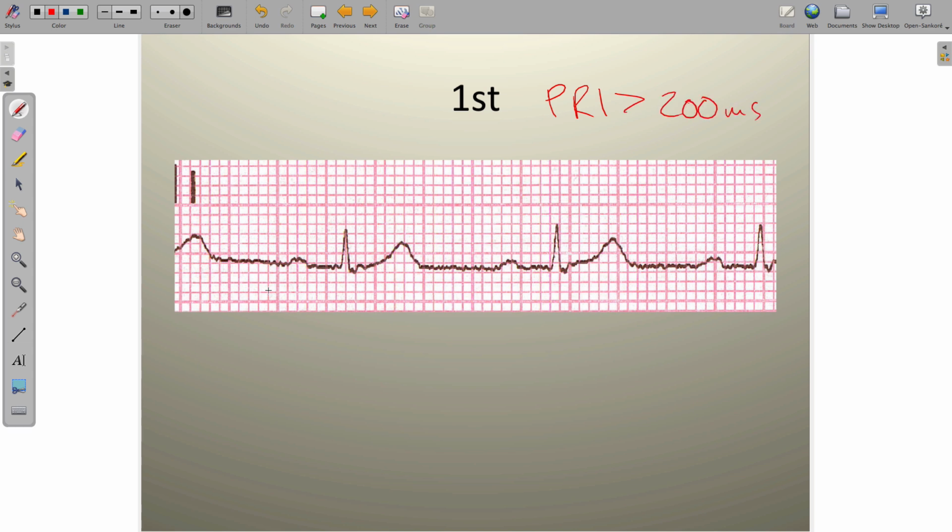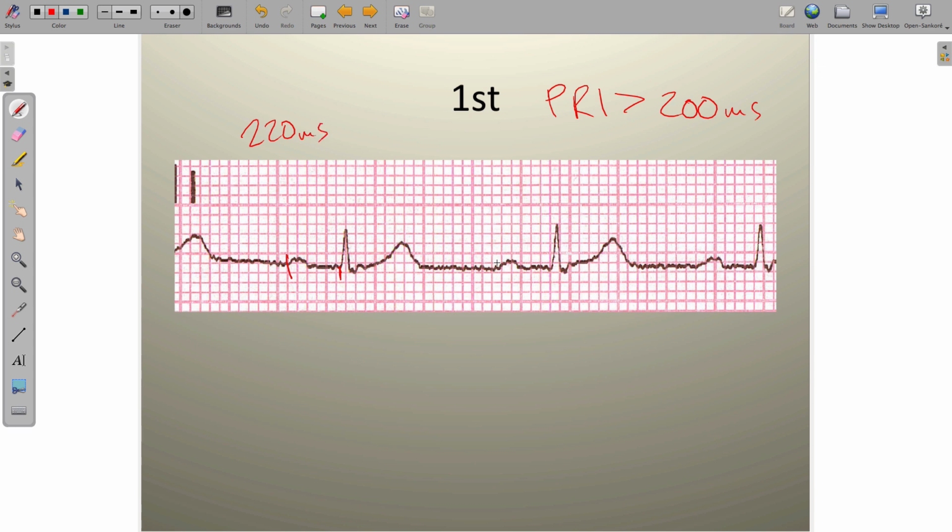So this is a great example of that. Let's take a look at this. You'll see that if you take this as the starting point of the P wave all the way to this point here, which is the start of the QRS complex, I think we count out just about 5 or 6 boxes here. Let's see, 1, 2, 3, 4, 5, and change. So we're going to call this about 220 milliseconds.